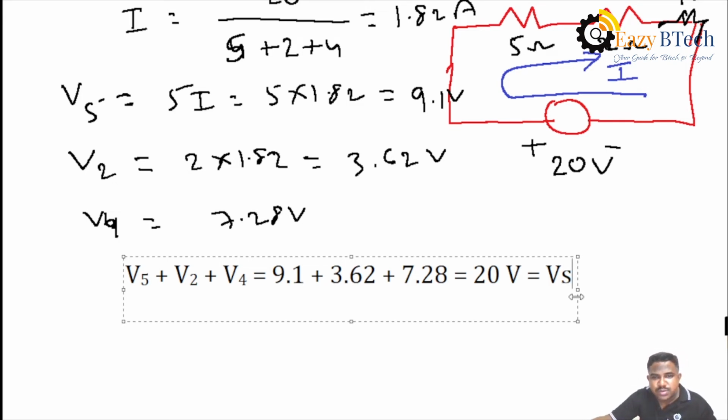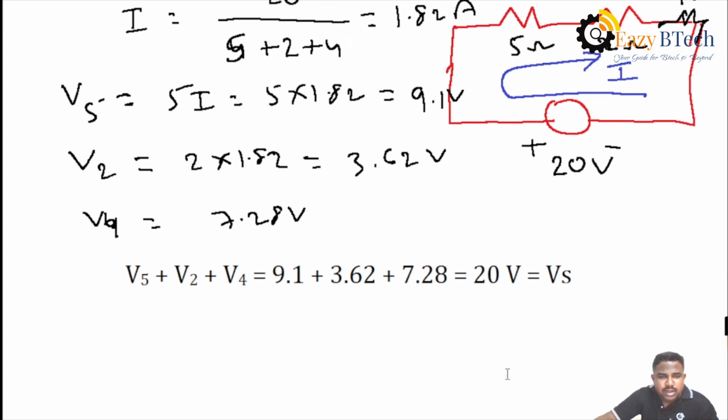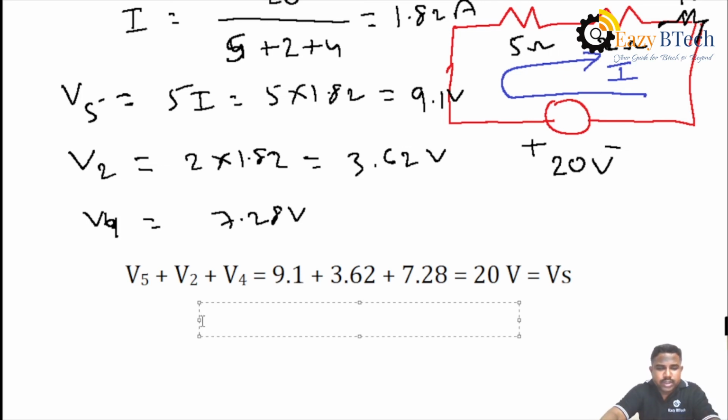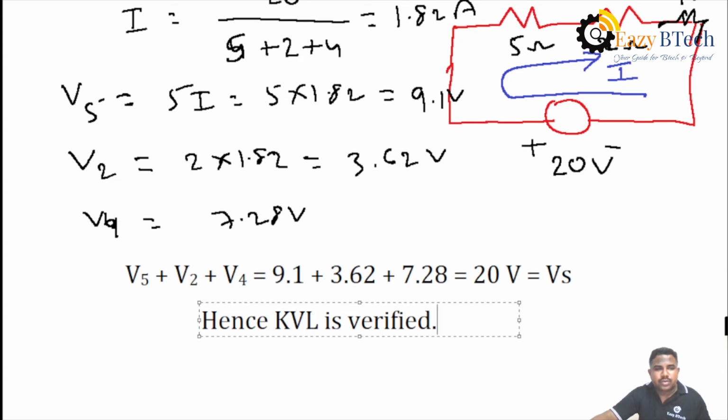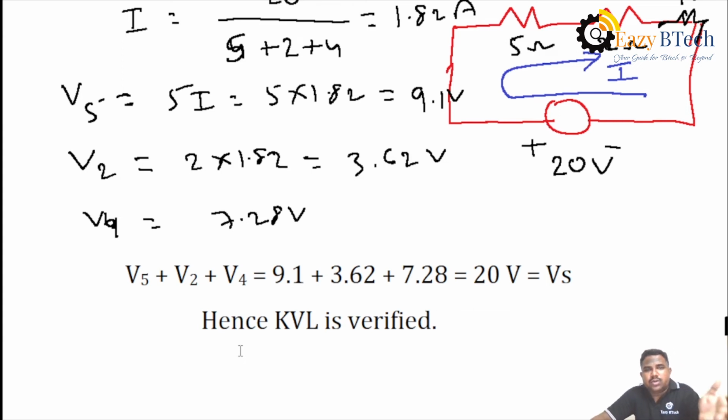Okay, that's it. What is KVL? Vs equals V1 plus V2 plus V3, that is VR1 plus VR2 plus VR3. That's why the total voltage in a loop is 0. Hence, KVL is verified. In this way, you can apply the KVL rule to find the voltage drops and to verify the KVL law around a closed path.